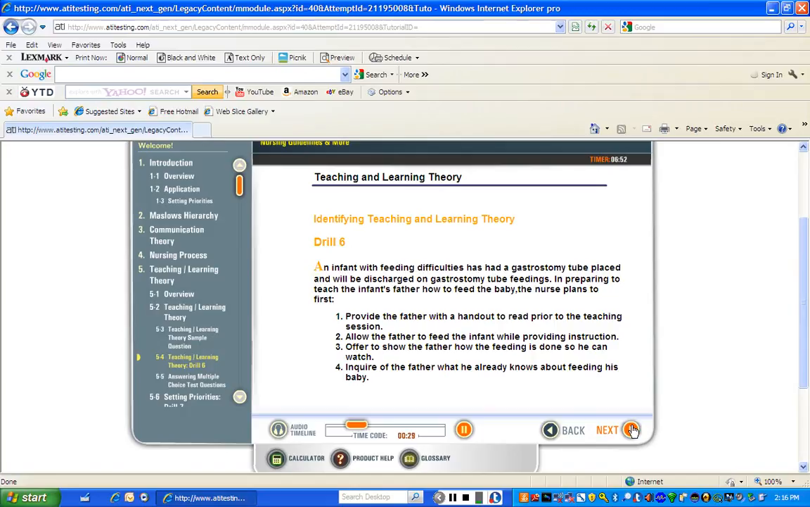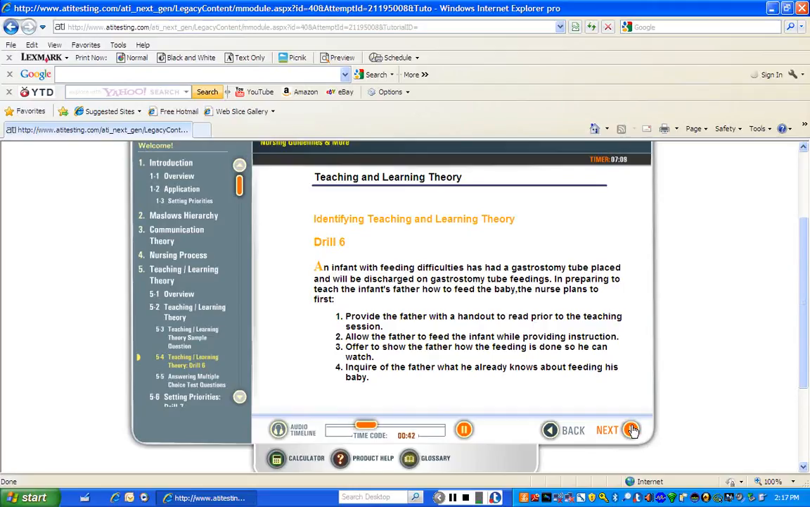The key word is first. The client is the infant's father. The issue is teaching the infant's father gastrostomy tube feedings. The type of stem is a priority response stem. Next, we can look at and eliminate distractors.